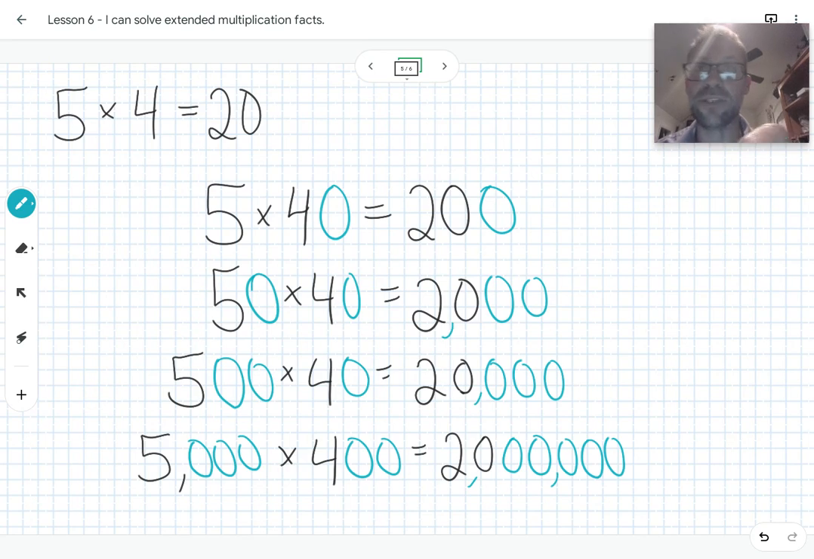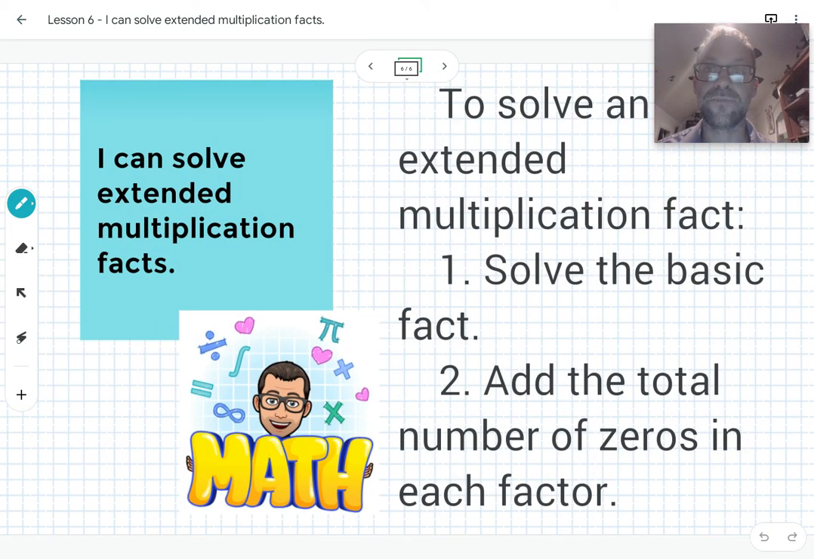All right, that is how we solve extended math facts. Okay? First, we solve the basic math fact, and then we add the total number of zeros in each factor and put them into our product.